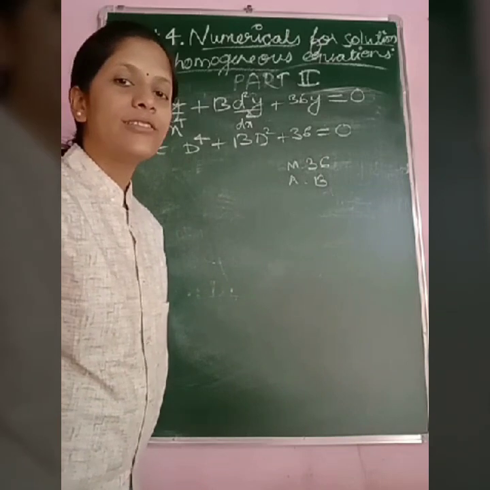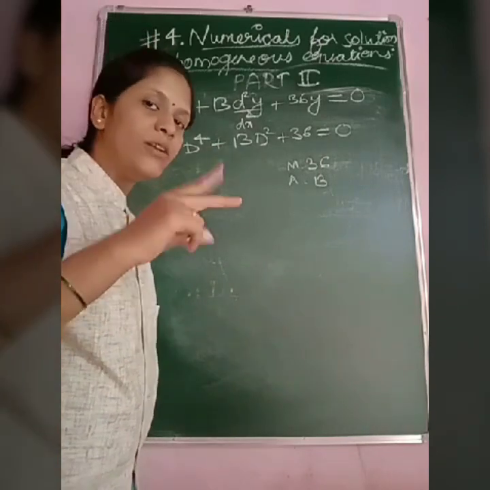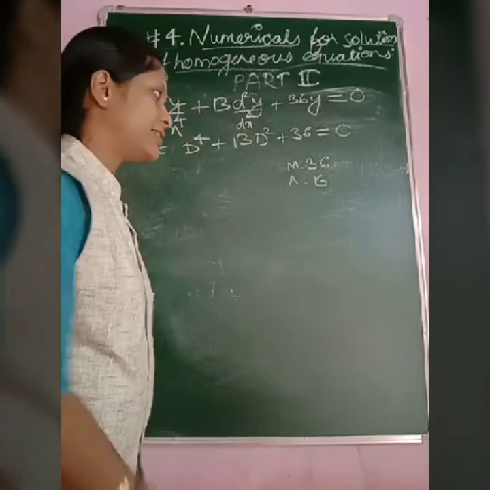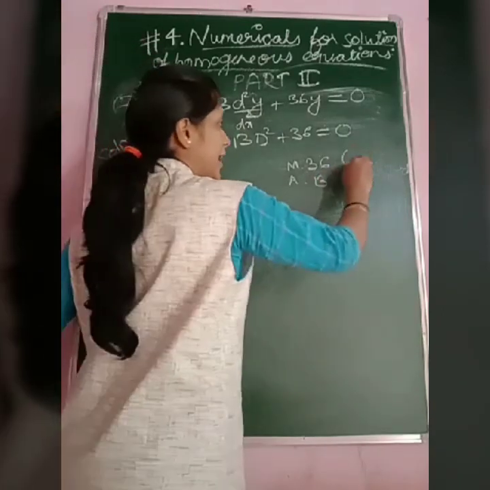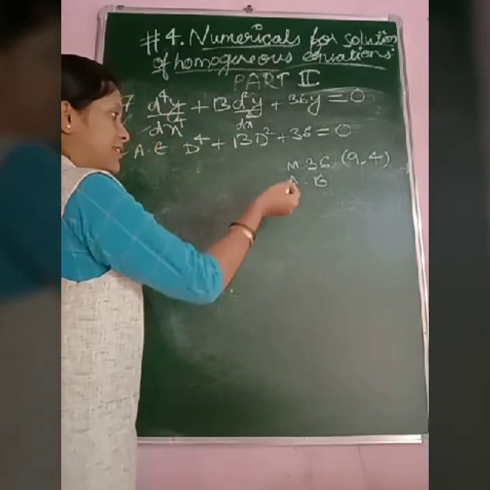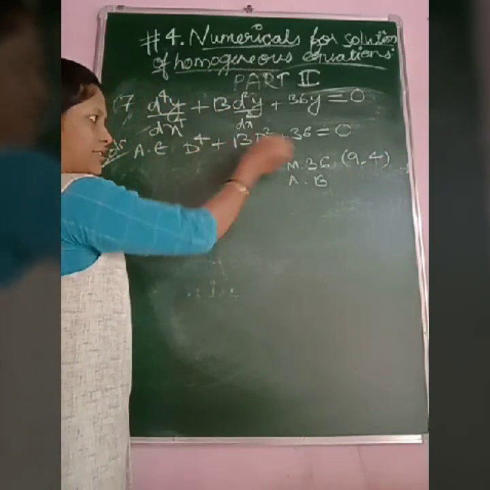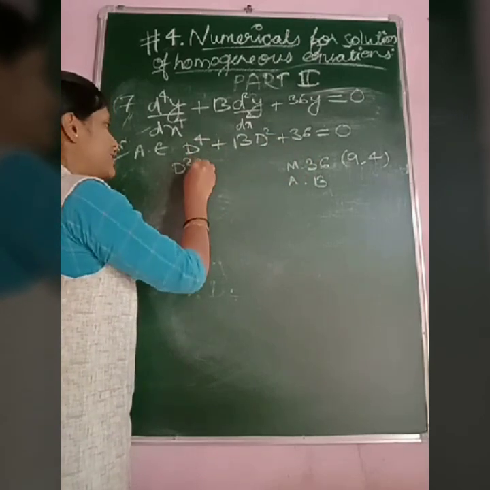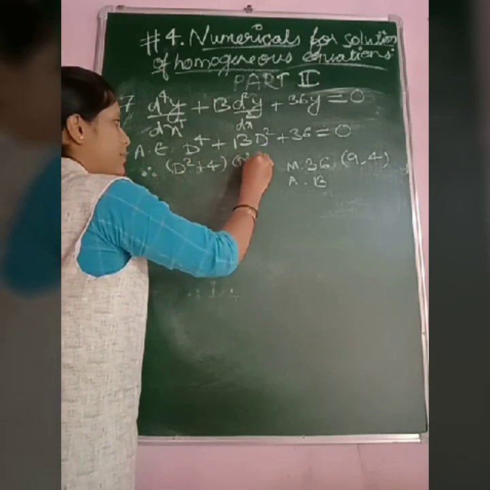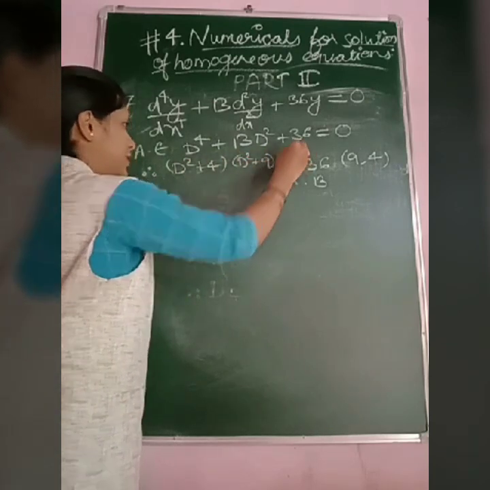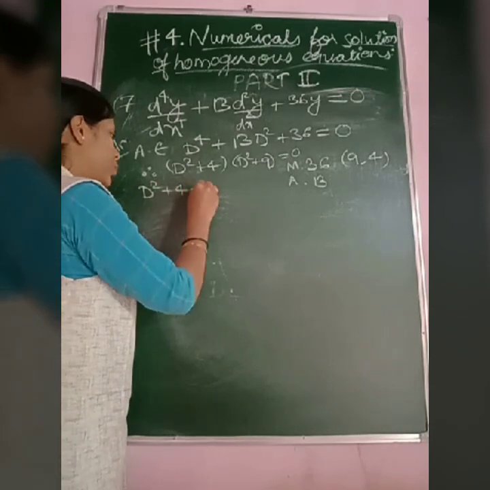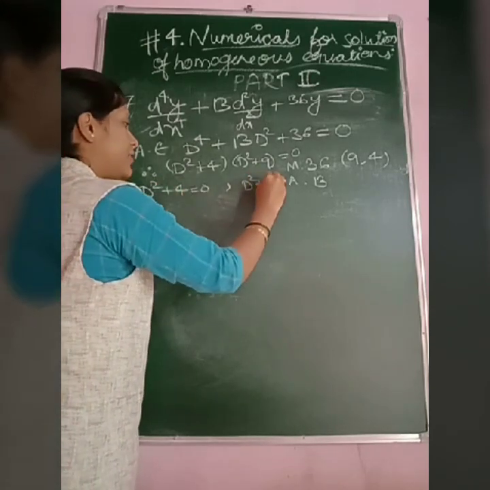Multiplication should give you 36, addition should give you 13. So find two factors such that when you multiply you get 36, and when you add you get 13. So what are the factors? 9 and 4. 4 nines are 36, 9 plus 4 is 13. So what are the roots? I can write (D^2 + 4)(D^2 + 9) = 0. So what is the meaning? D^2 + 4 = 0 and D^2 + 9 = 0.